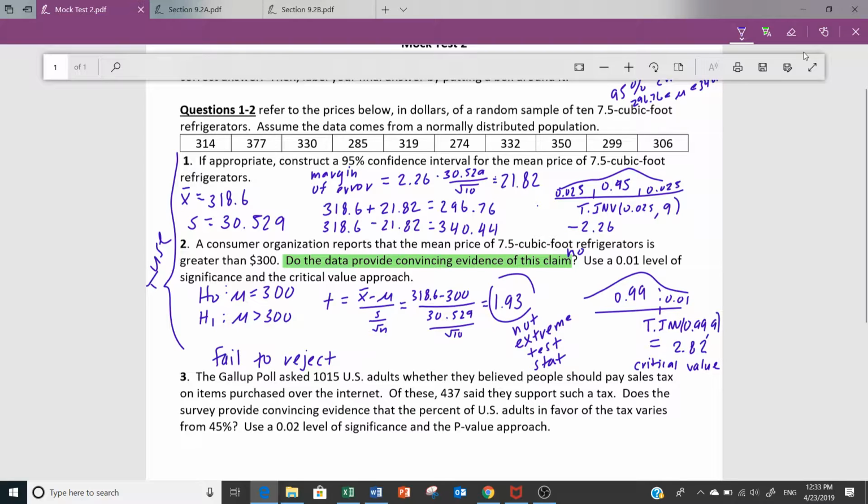Do you want me to do that real quick? Or you can do it in the review session. Okay, I'll do it in the review session just because we are low on time. Okay, any other questions on number 2?